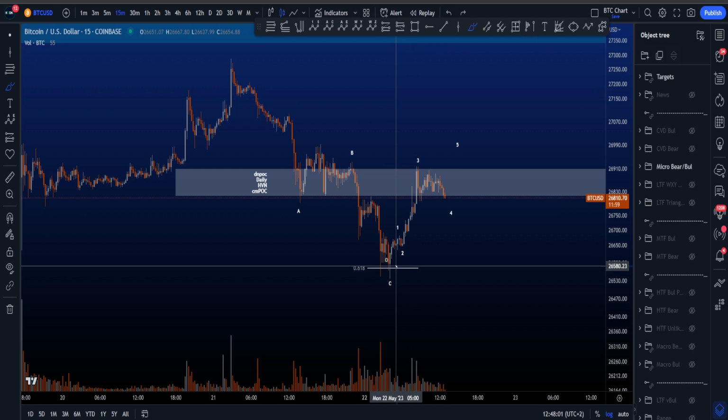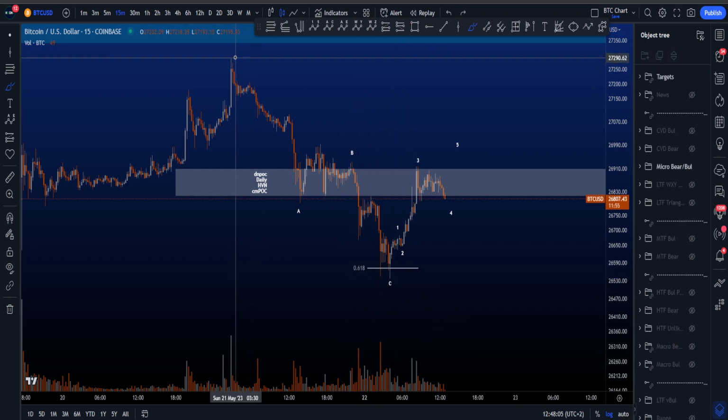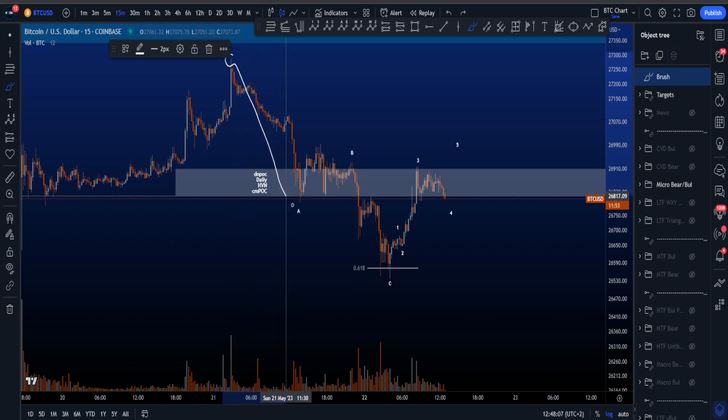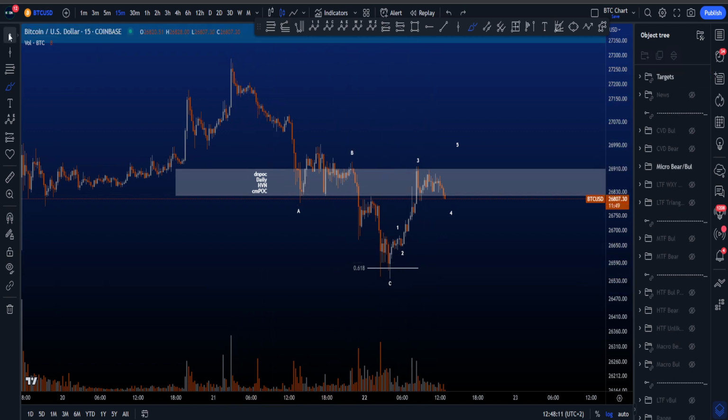Now in this scenario, this is then the low of wave C at the 0.618 taken from the high of A to the low of A to the high of B, which is a rare target for wave C, but a target nonetheless.